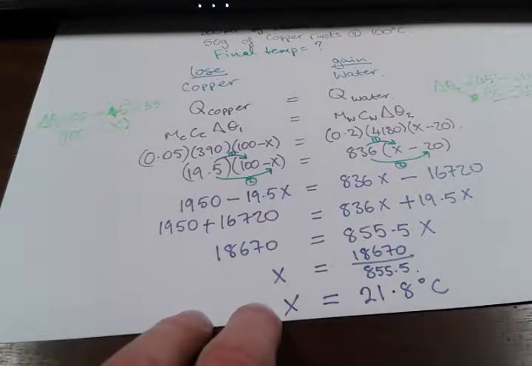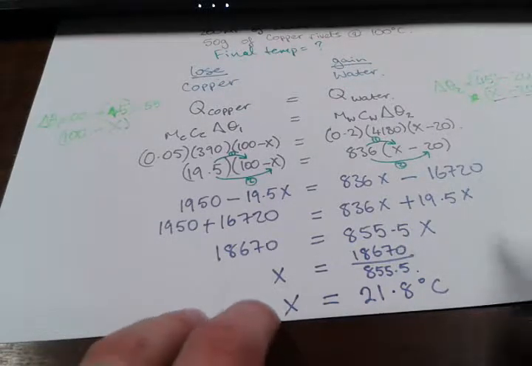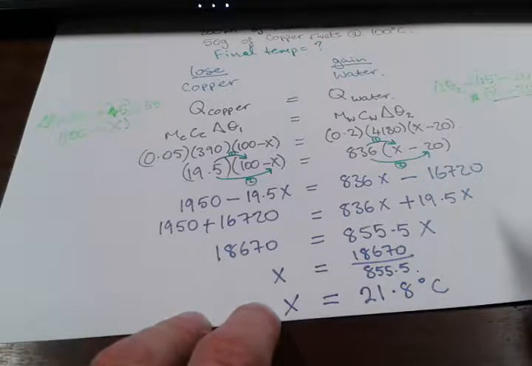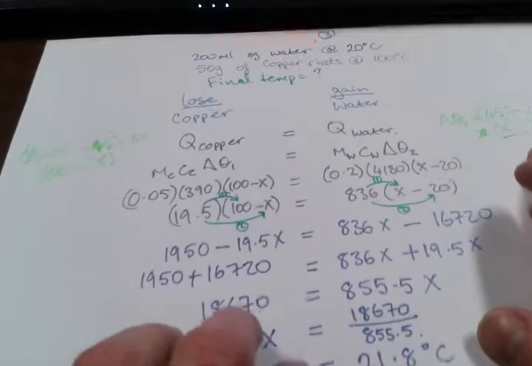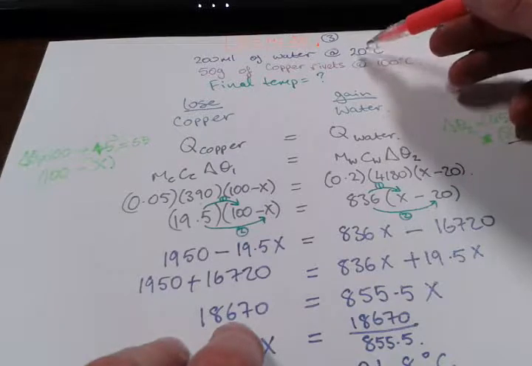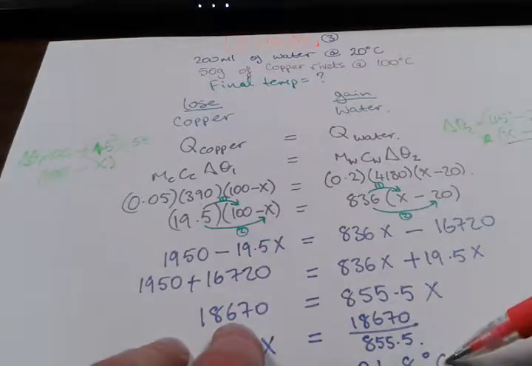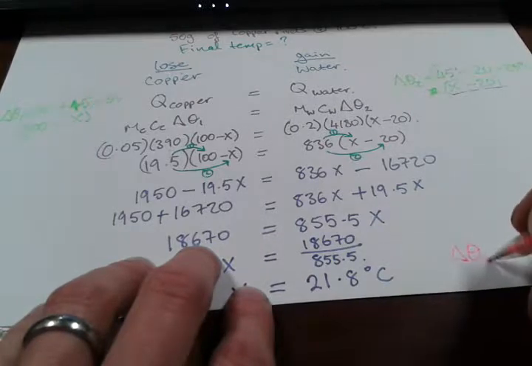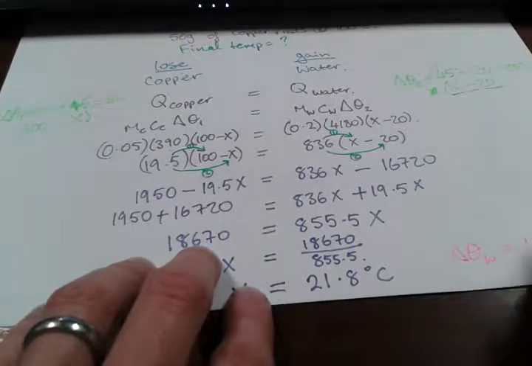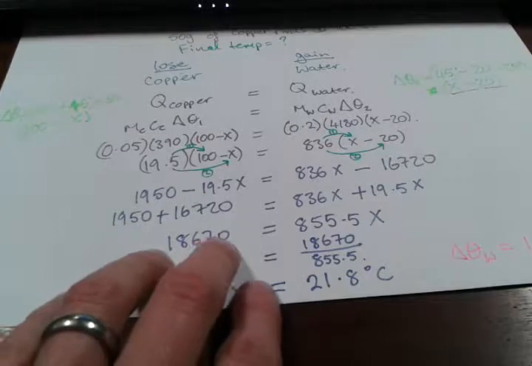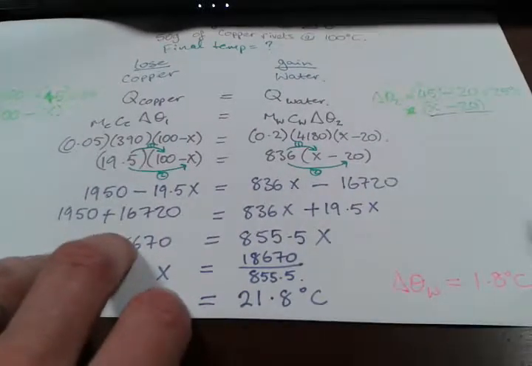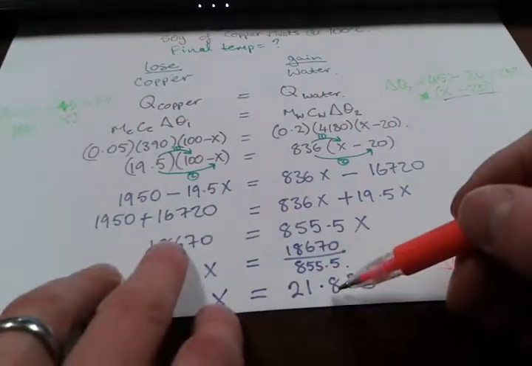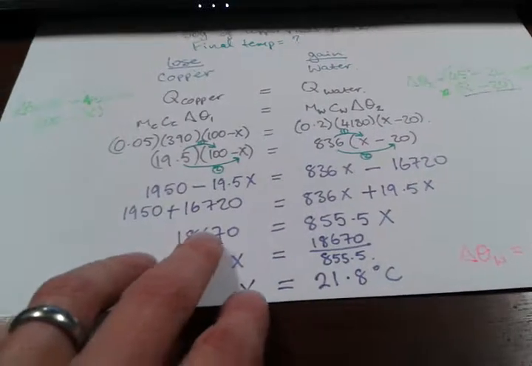Let's be careful here. If the question asked us what was the change in temperature of the water, the change in temperature would have gone from 20 degrees to 21.8. So the change in temperature would have been 1.8 degrees Celsius, just if it was asked that way. If it wasn't asked that way, and it was just asked for what the final temperature is, there it is, it's 21.8.